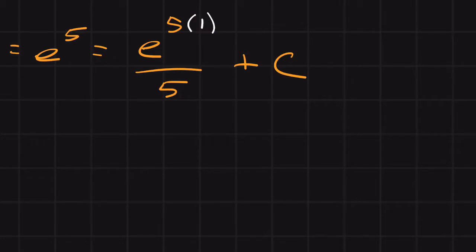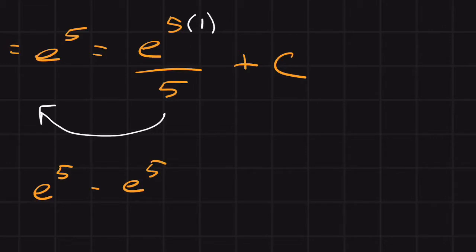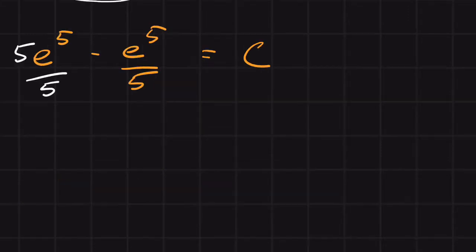In order to do this, we need to move this term over to the left side of the equal sign. That would give us e to the 5th power minus e to the 5th power divided by 5. This is equal to c. We can multiply that left term by 5 over 5 to find a common denominator. Then we can combine these two fractions. 5e to the 5th power over 5 minus e to the 5th power over 5 would be 4/5 e to the 5th power. This is what our c is.